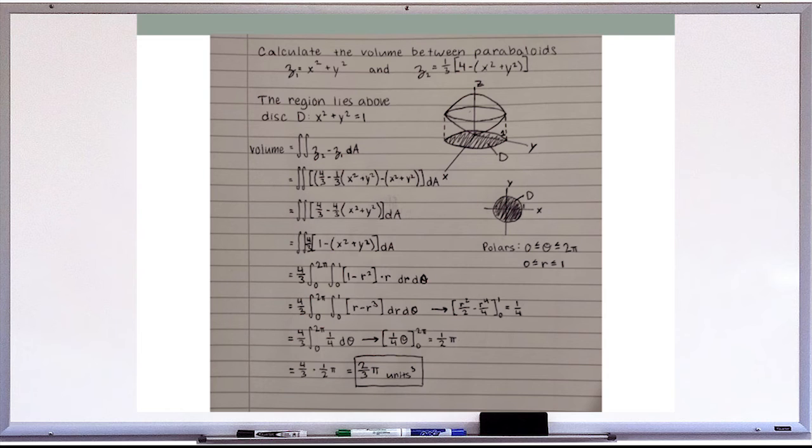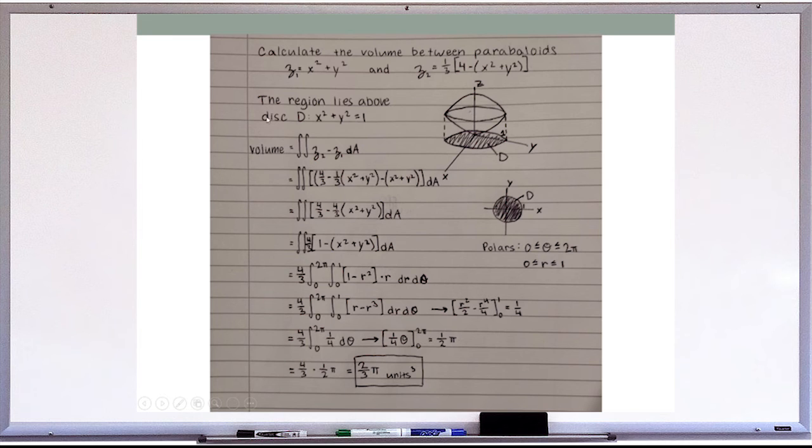This problem asks to calculate the volume between the paraboloids z sub 1 equals x squared plus y squared, and z sub 2 is equal to 1 over 3 times 4 minus x squared plus y squared. Essentially, if we graph this, we get this sort of parabolic and circular object. We want to find the volume of this region.